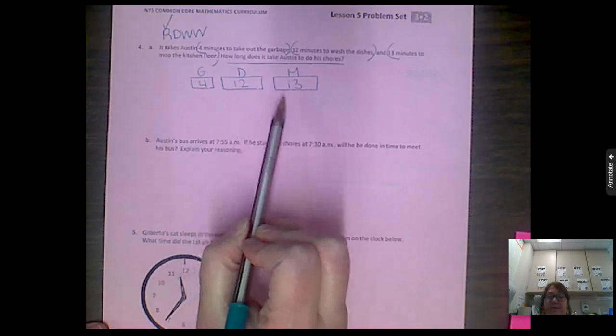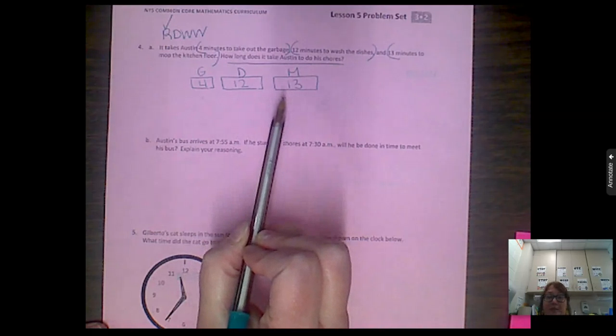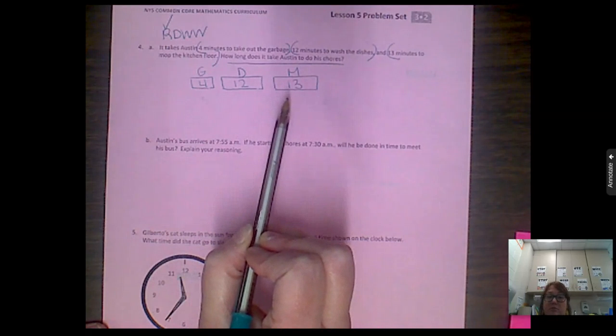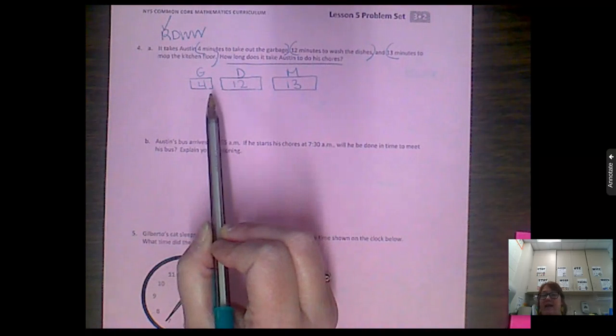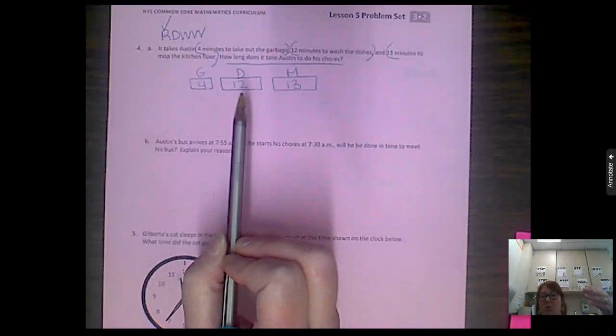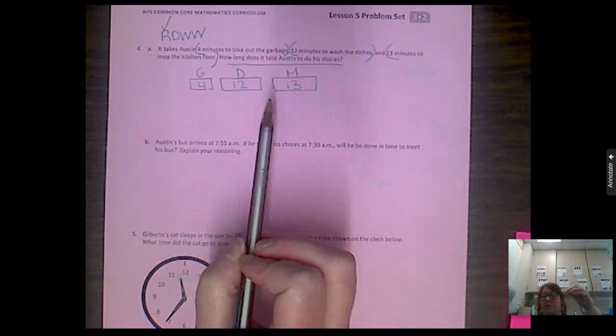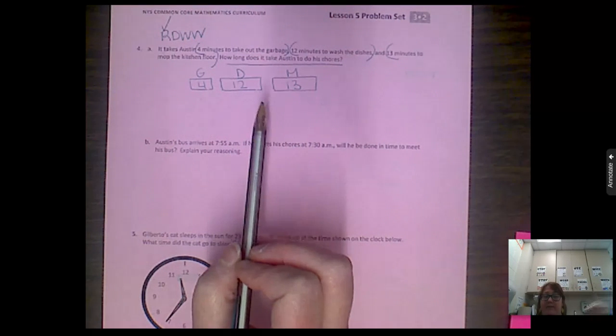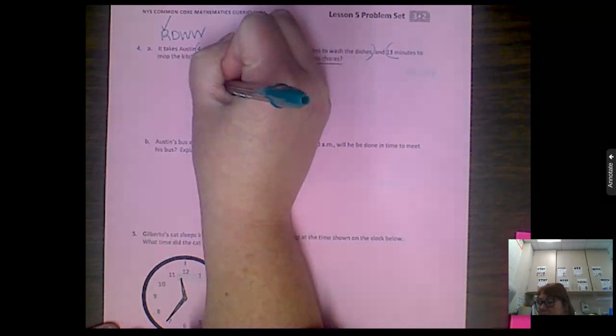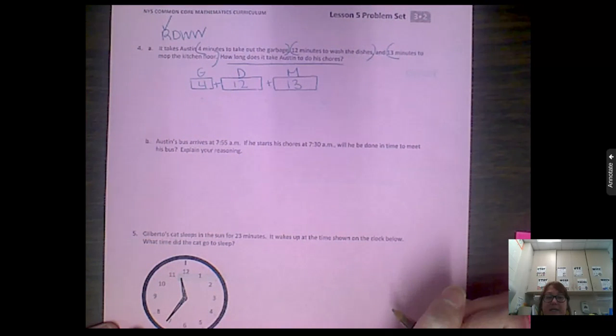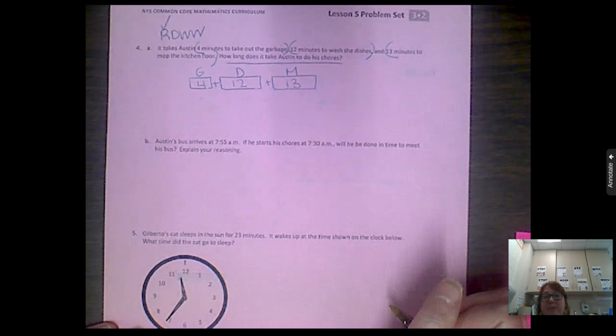So when I think about it, how long does it take Austin to do all his chores? What would I do with all 3 of these amounts of time to find out how much time it takes him to do his chores? I would add them, right? Because he does something and then he does something more and then he does something more. So we're moving through time. I'm going to put a plus sign in between each of those because I'm just adding those all up together. You can add them if you want to do a column of 3 numbers, or if you want to add 2 numbers and then add the third, you can do that.